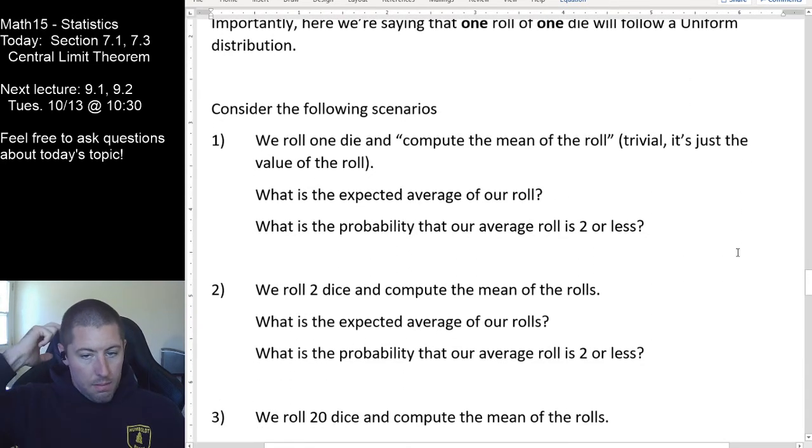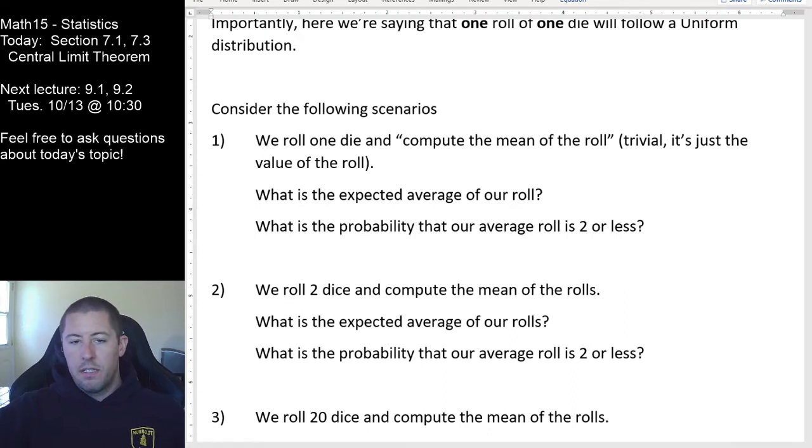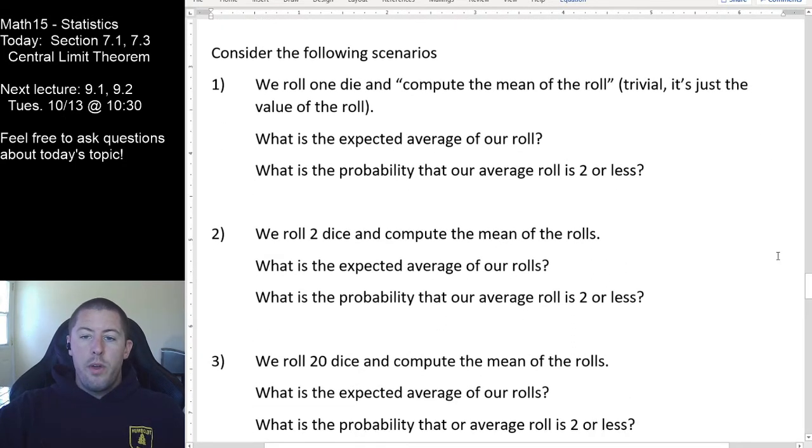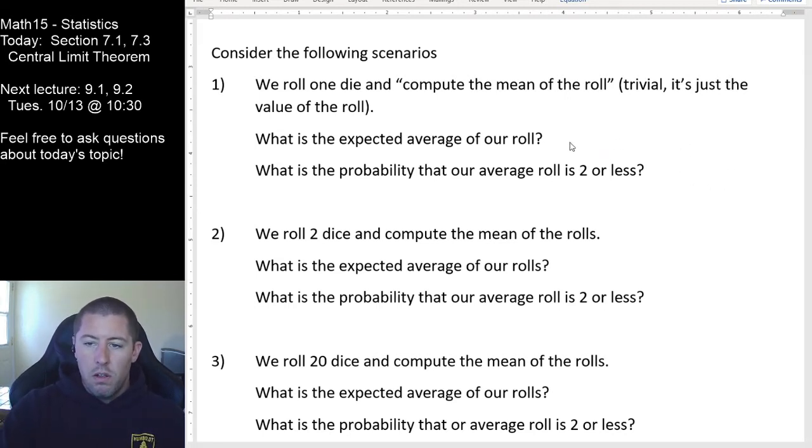So let me fill in some values here to answer some questions. When we roll 1 die and compute the mean of the roll, what is the expected average of our roll? Our expected average is going to be 3.5. I'll call that an X bar because that is our sample average, not our population average. We expect our sample average to match our population average.